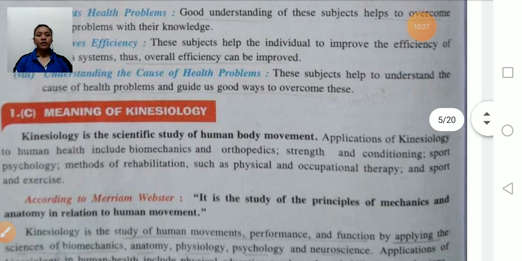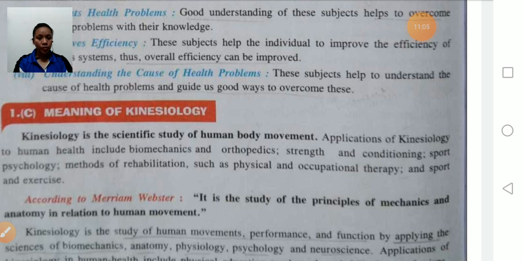Meaning of kinesiology. Kinesiology is the scientific study of the human body and human movement. Kinesiology is the study of human body movement, how our body moves. It gives us knowledge about the movement of our body. Applications of kinesiology to human health include biomechanics. Biomechanics means the study of force in a living being, the study of mechanisms in living things.